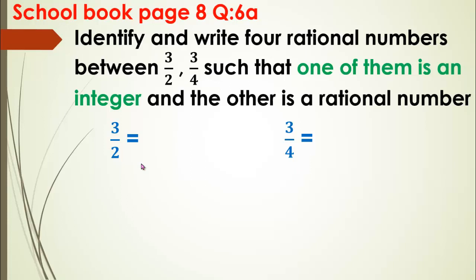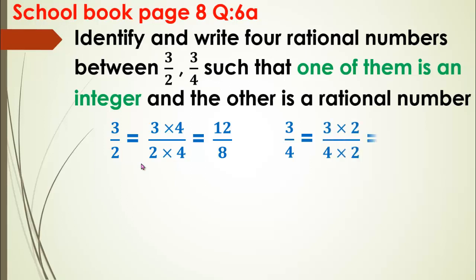So I'm going to multiply the first rational number 3 over 2, both the numerator and the denominator, by 4. I will have another rational number which is 12 over 8. What about 3 over 4? Still, I'm going to multiply the numerator and the denominator of the fraction by 2 to have 6 over 8. Now my denominators are the same, and there are numbers included between 12 and 6.